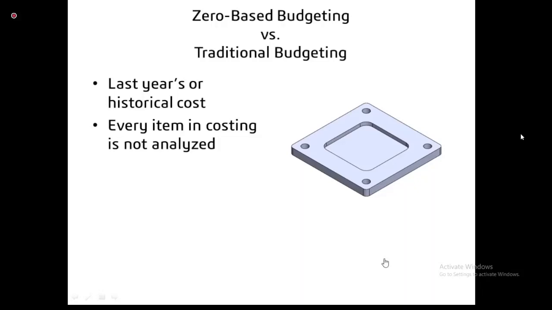Now let us take an example of a component. As you can see on the screen, this is the component that was developed by our customer in 2019. The cost of this component was around 950 rupees per part. We implemented ZBB and the cost of this component has been reduced by 23%. So today the cost of this component is around 730 rupees. How did we implement ZBB and what were the outcomes? When we reduced the cost from 950 to 730, we made a lot of changes in manufacturing.